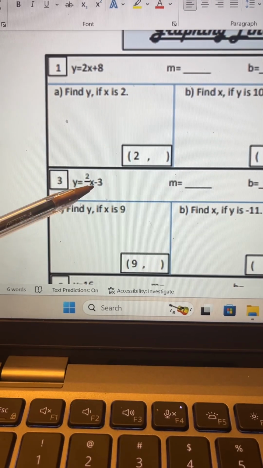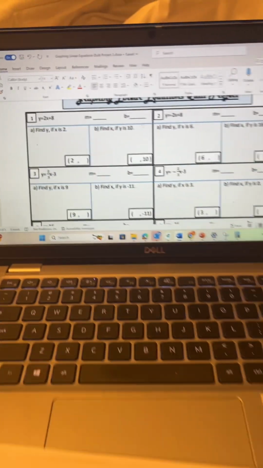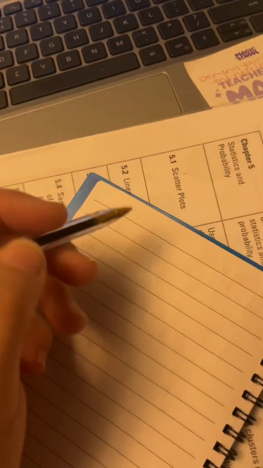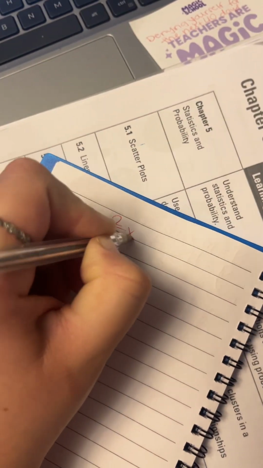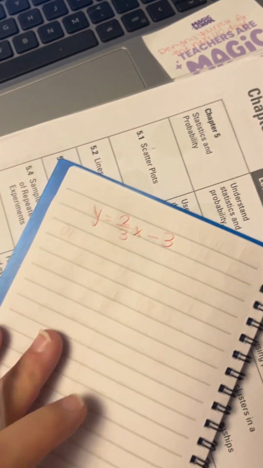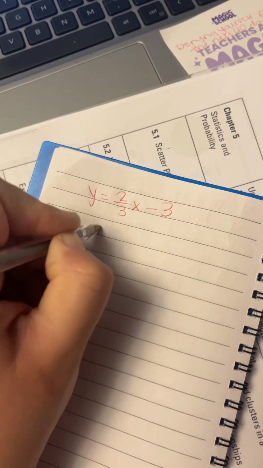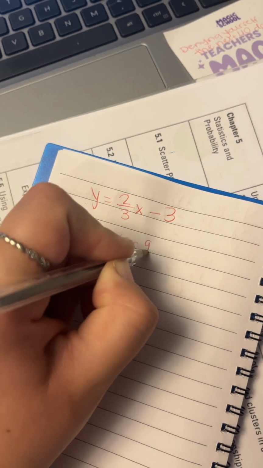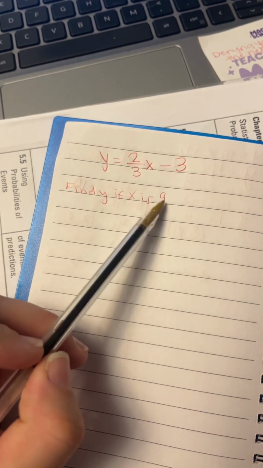Y equals 2/3 x minus 3. Find y if x is 9. This one does involve a little bit more work, okay? So I'm gonna write it down here. Y equals 2/3 x minus 3. We're gonna find y if x is 9, okay? So we're solving this equation as if x is 9.